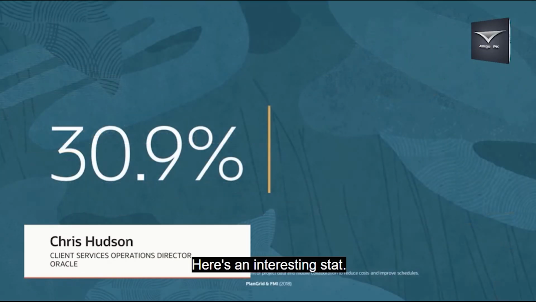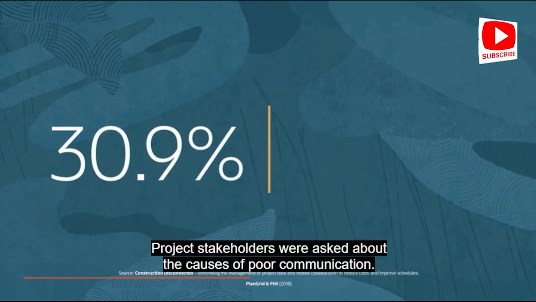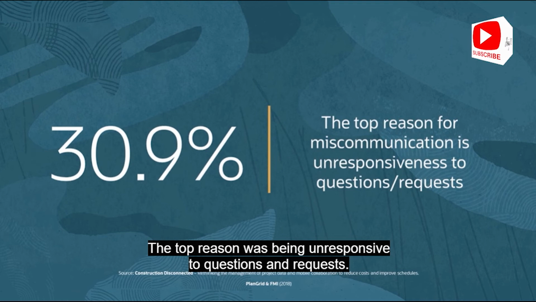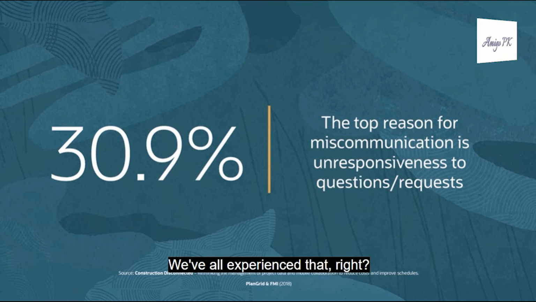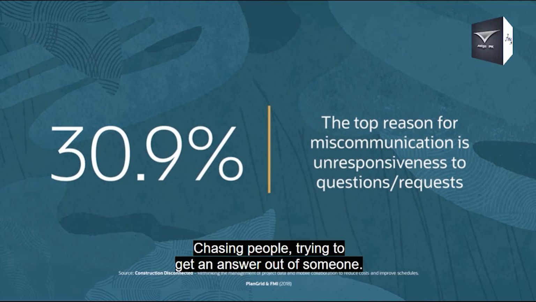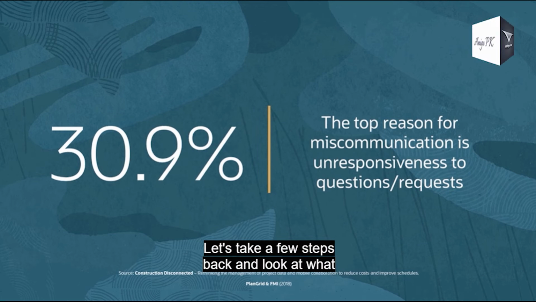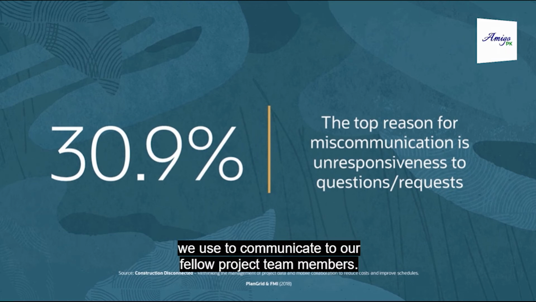Here's an interesting stat. Project stakeholders were asked about the causes of poor communication. The top reason was being unresponsive to questions and requests. We've all experienced that, right? Chasing people, trying to get an answer out of someone. Let's take a few steps back and look at what we use to communicate to our fellow project team members.